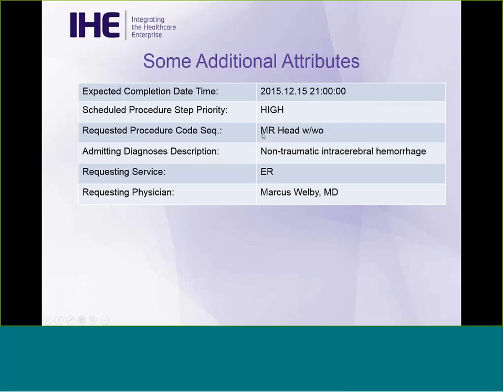There's a priority attribute, the description of the requested procedures. So this is the imaging exam that was performed. In this case, it was an MR head with and without contrast. There may be the admitting diagnosis description and the requesting department and physician, which can sometimes be helpful if you need to follow up with the doctors directly.